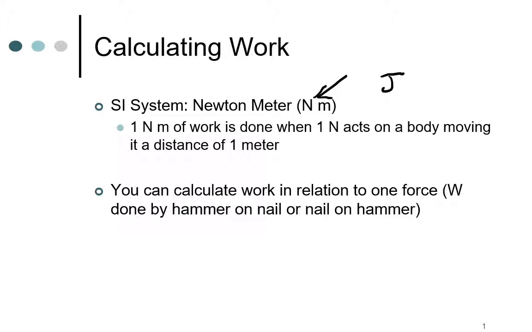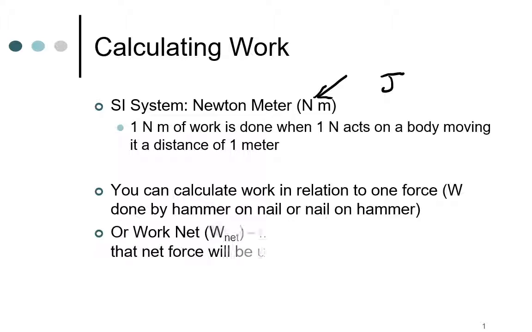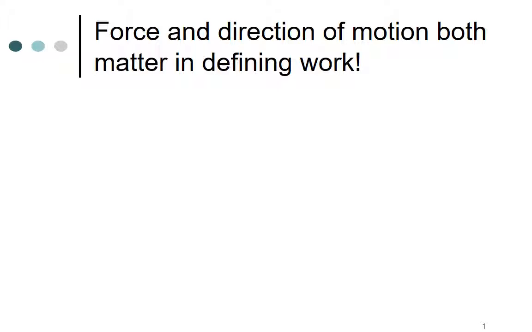So you can calculate work in different ways in terms of the objects that you're looking at. The work can be positive or negative depending on what kind of displacement it has and what direction the force is. And we'll look at some examples of that. So, the direction and the force matter with work.